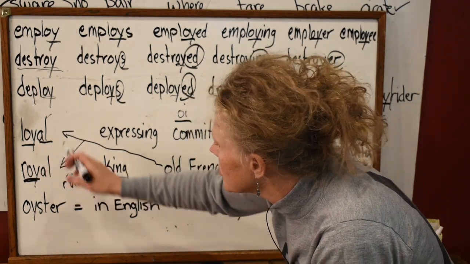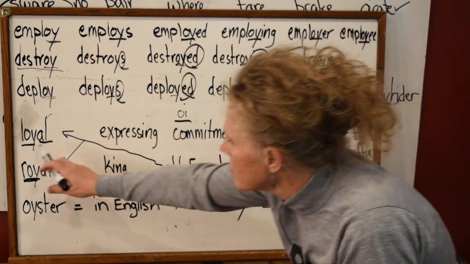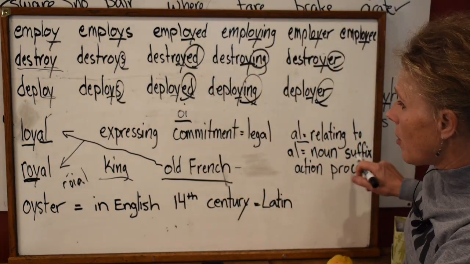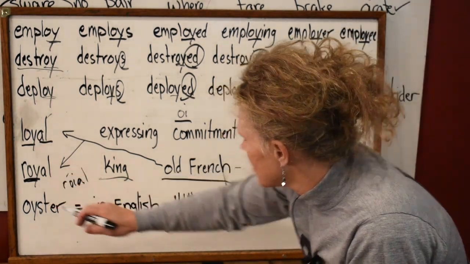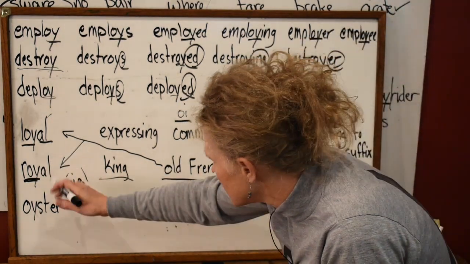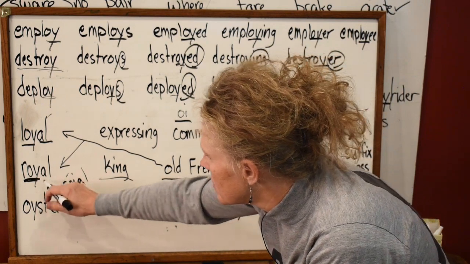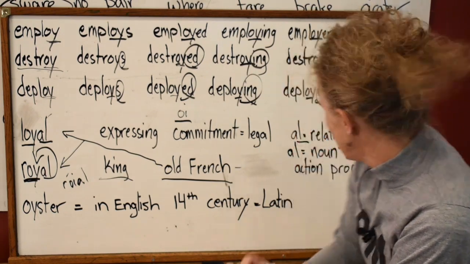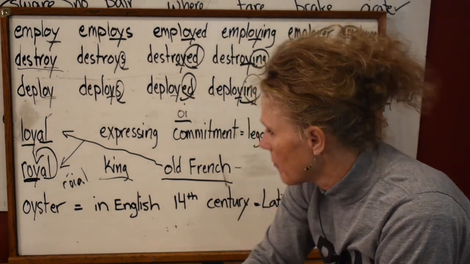The AL is relating it to this commitment. I am loyal. You're loyal to the king, right? AL, when it's put on and equals a noun suffix, it means an action, a process. And so you are making this your king. You're royal to the king. It's an action. It's a process that you are to the king.